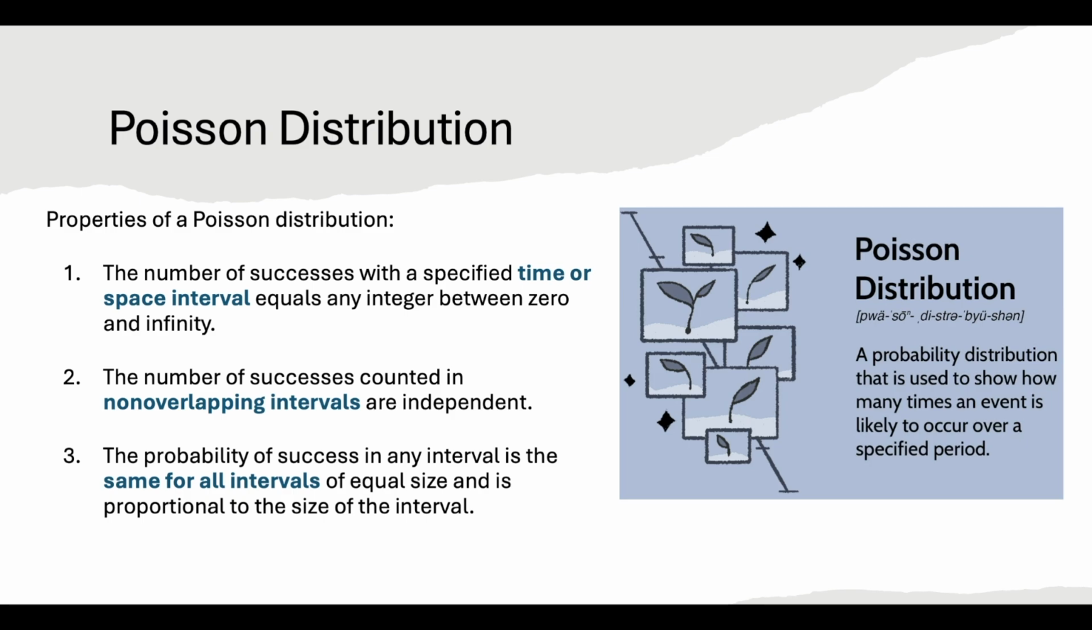First, the number of successes within a specific time or space interval equals any integer between 0 and infinity. The number of successes counted in non-overlapping intervals are independent, and the probability of success in any interval is the same for all intervals of equal size, and is proportional to the size of the interval.